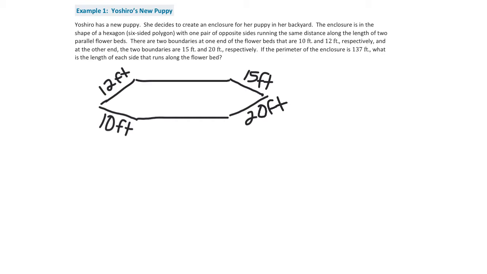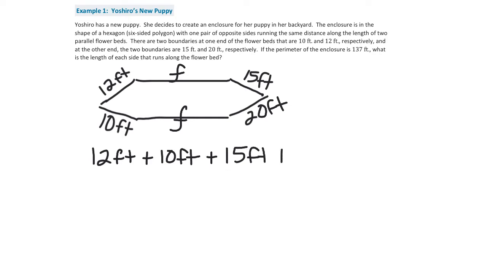If the perimeter of the enclosure is 135 feet, what is the length of each side that runs along the flower bed? So this runs along the flower bed and this runs along the flower bed. Perimeter is the sum of all the sides. So 12 feet plus 10 feet plus 15 feet plus 20 feet plus F equals 137 feet.